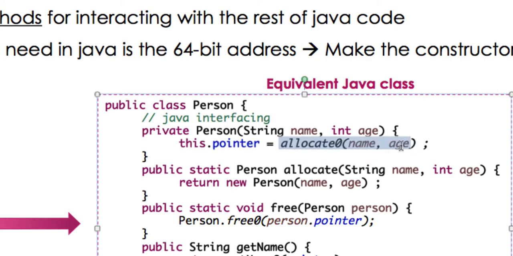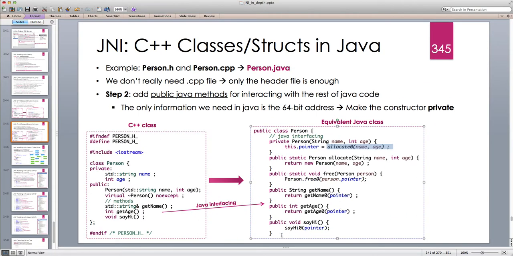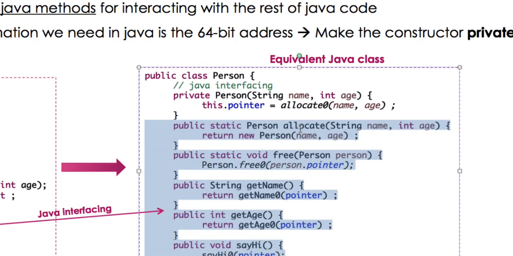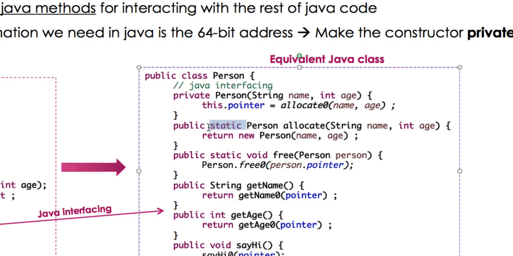So that object has to be created on the native heap. It cannot be on the stack. It should be on the heap, otherwise, when we return back from the JNI call, that object is going to die. All right, now these are the public interfaces that the Java user sees. One is the allocate. This is not a native, so this is public static Person.